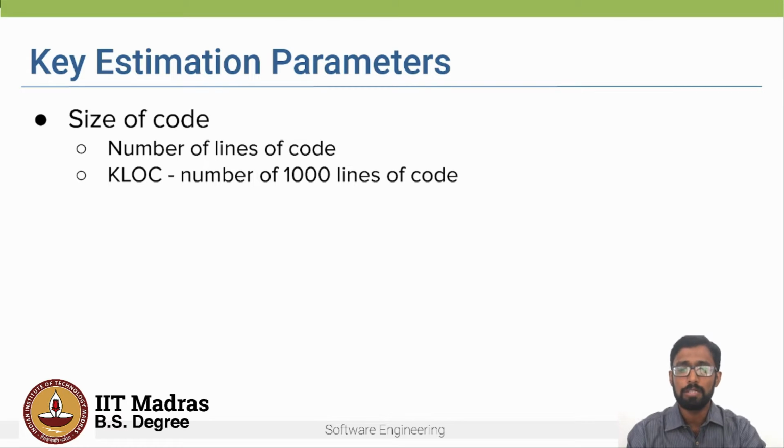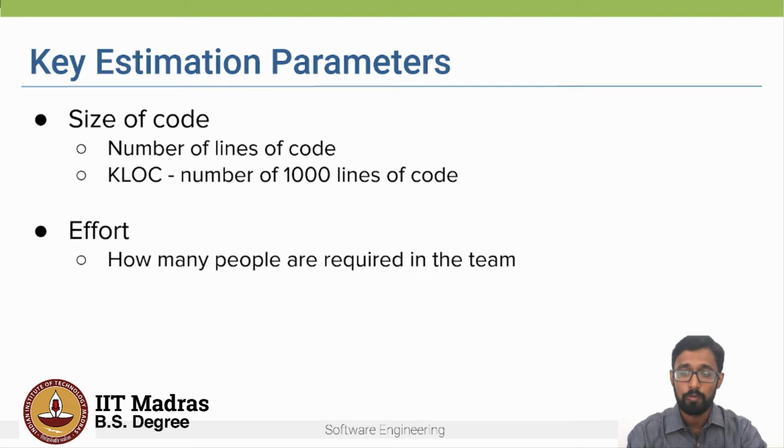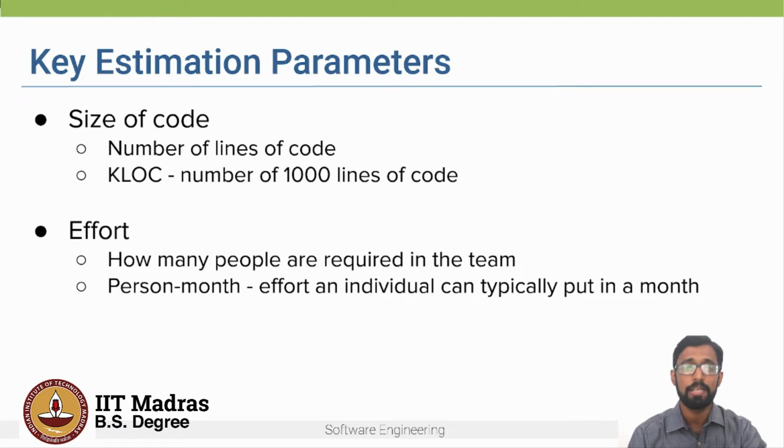But if you think about it, the size of the code alone cannot be provided to the clients, right? Especially to justify the cost. So another key estimation parameter is effort, right? And this is also an important parameter. Based on this, we can determine how many people are required to form the team, right? And in the software industry, effort is usually measured in terms of person-months. So 1 person-month is the effort an individual can typically put in a month.